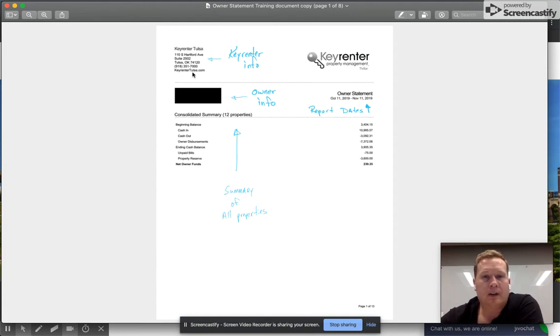Keyrenter info is up here in the top left corner. Any owner info is here. I've blacked out for safety issues for this particular owner. And then over here on the right is going to be the statement dates.